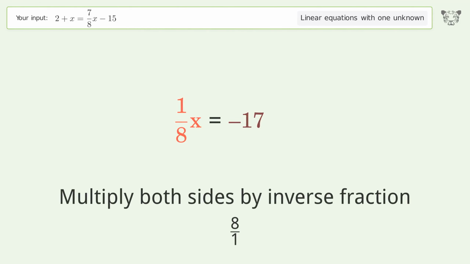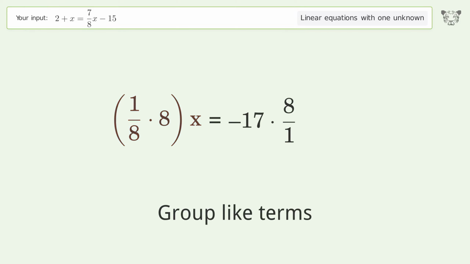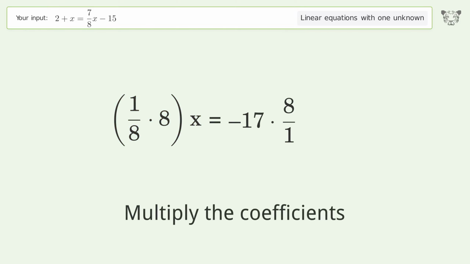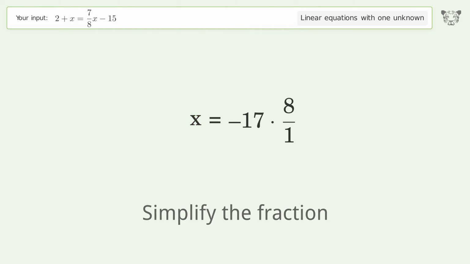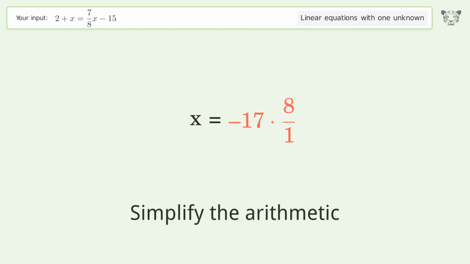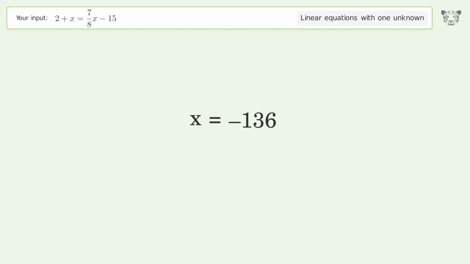Group like terms. Multiply the coefficients. Simplify the fraction. Simplify the arithmetic. And so the final result is x equals -136.